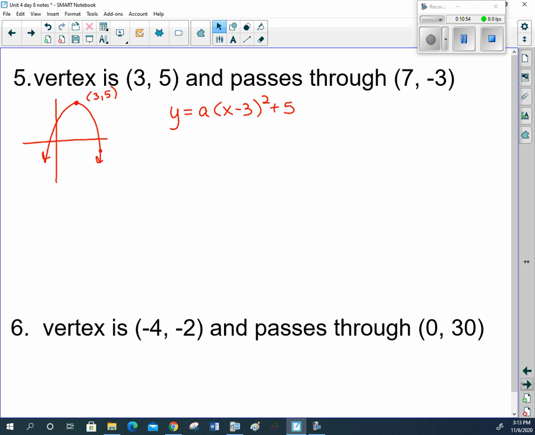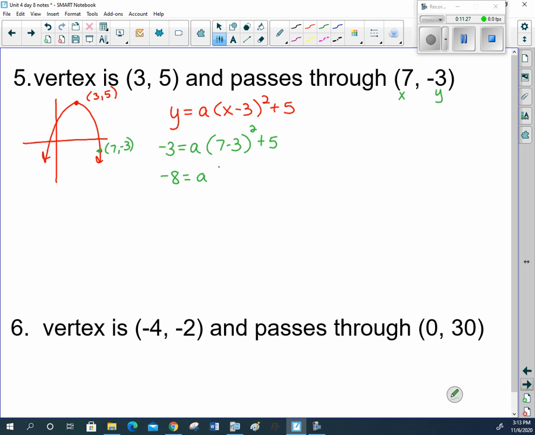Now we're going to use that other point that's on our graph, this (7, -3), to help us determine what kind of vertical stretch or shrink we have. It's going to help us find the A. So we substitute 7 for x and -3 for y. So -3 equals A times (7 minus 3) quantity squared, plus 5. So I don't mess up my order of operations, I am going to subtract the 5 to the other side. So -8 equals A times (7 minus 3, which is 4) raised to the second power. 4 to the second power is 16. So you end up with 16A.